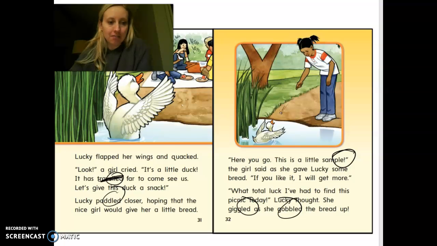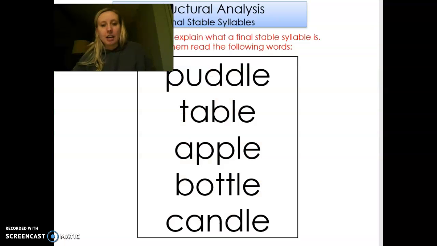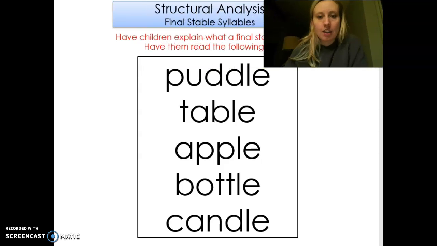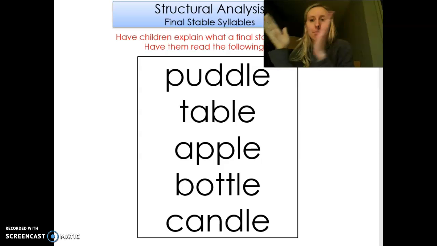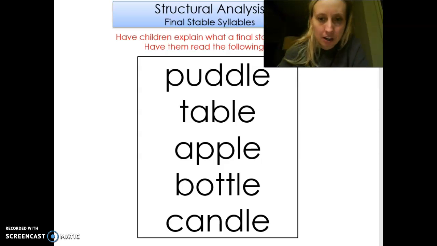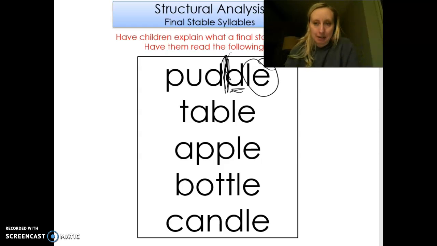Okay, well, that was a nice story about a duck. And we had lots of final stable syllables in that story. So here are a few. We're just going to quickly go over these. Puddle. Let's find out the syllables. Puddle. Break it apart. We have our consonant LE, which means it's a final stable syllable.